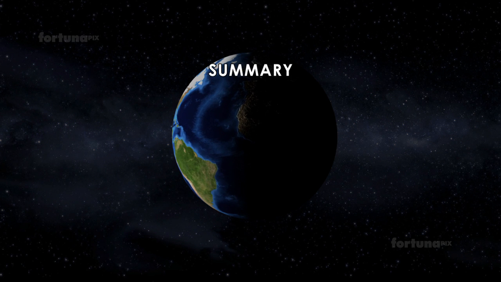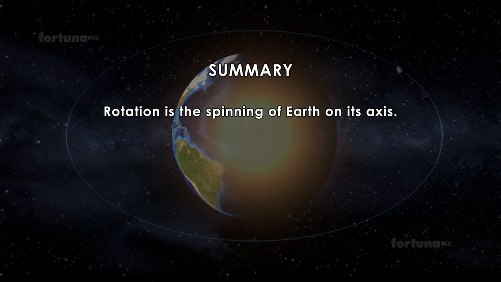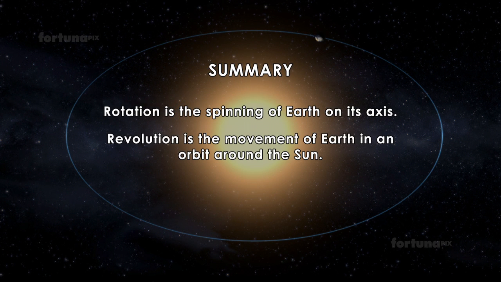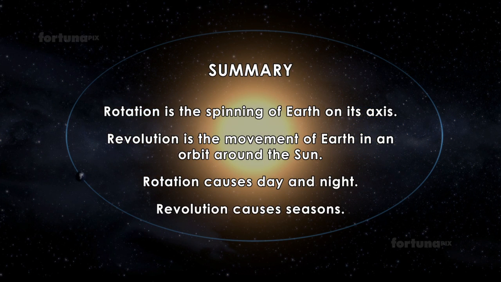Summary: rotation is the spinning of Earth on its axis. Revolution is the movement of Earth in an orbit around the Sun. Rotation causes day and night. Revolution causes seasons.